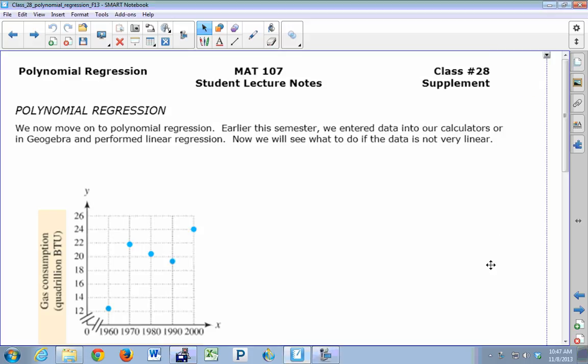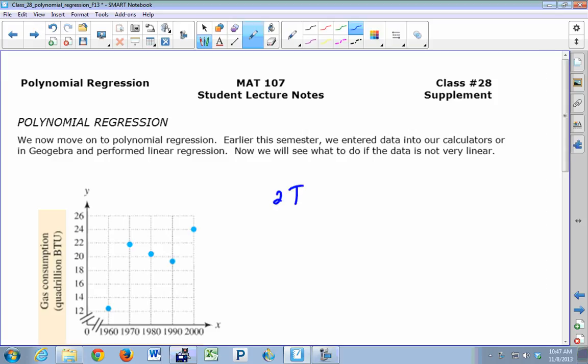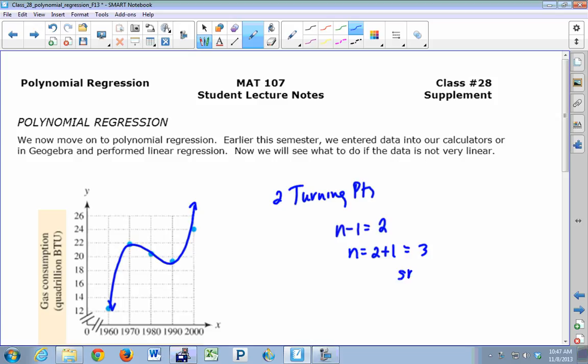We said that this has 2 turning points. Again, this is not in your lecture notes today, but I just thought I'd take it out for Monday. And the polynomial regression, the curve that we fit to that, looks something like that in Monday's lecture notes. So from the 2 turning points, you know that your minimal degree, your smallest possible degree for modeling this, is 3.